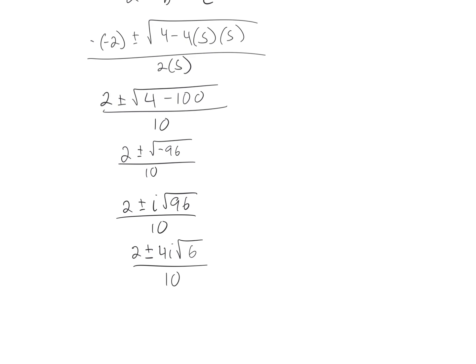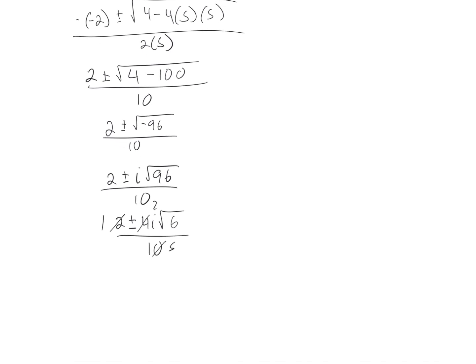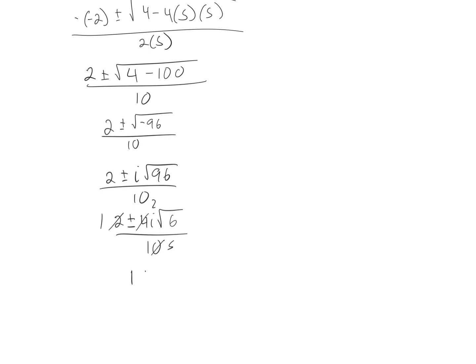Everything can be divided by 2, so it's going to become 1, 2, and 5. So it's going to become 1 plus or minus 2i root 6 over 5. That will be your final answer.